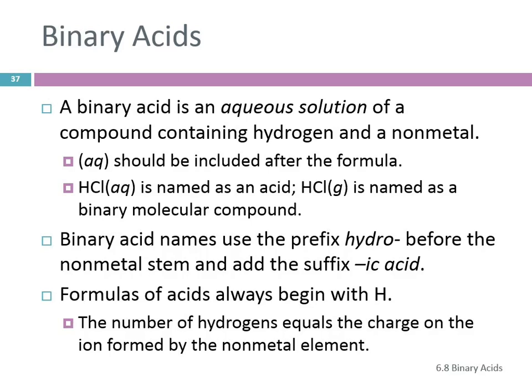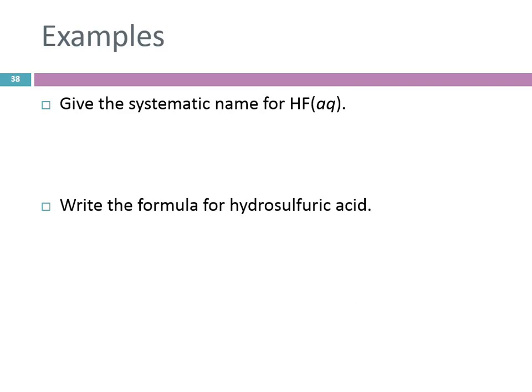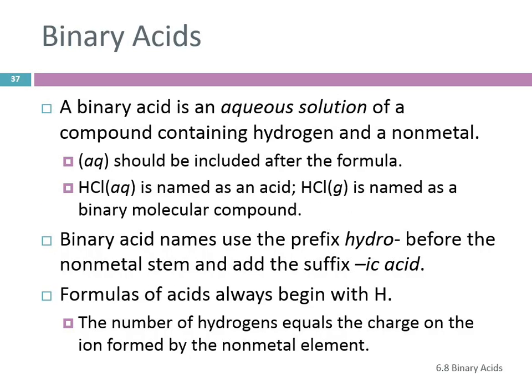The number of hydrogens that are in the acid will equal the charge on the ion formed by the nonmetal element. Acids are not ionic compounds, but when you dissolve them in water, they turn into ions. So that's kind of a confusing thing. We won't dwell on it. Did I skip something? No.